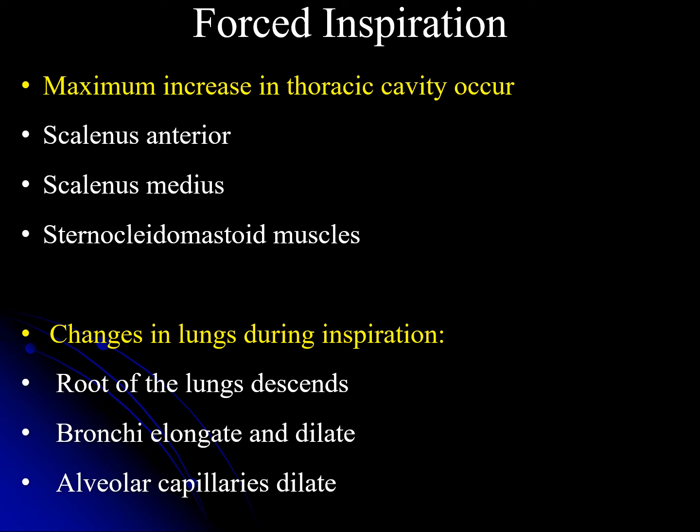Along with what we have talked about in quiet inspiration, all those factors are involved in increasing the different diameters. Along with these, scalenus anterior, scalenus medius, and sternocleidomastoid muscles also contract and help to elevate the rib to increase the diameter. So they are also responsible for forceful inspiration, along with the factors which we discussed in the previous slide.